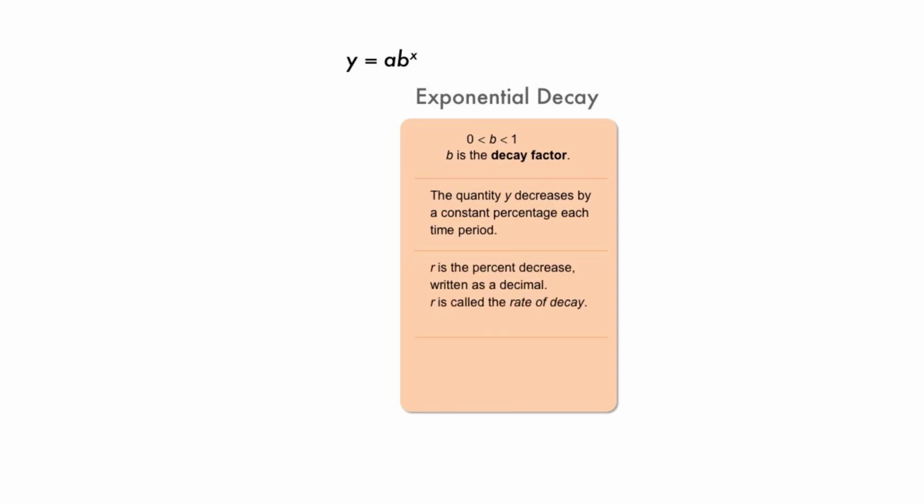R is the percent decrease, written as a decimal. R is called the rate of decay, or decay rate. b equals 1 plus r, where the rate of decay r is expressed as a negative quantity.